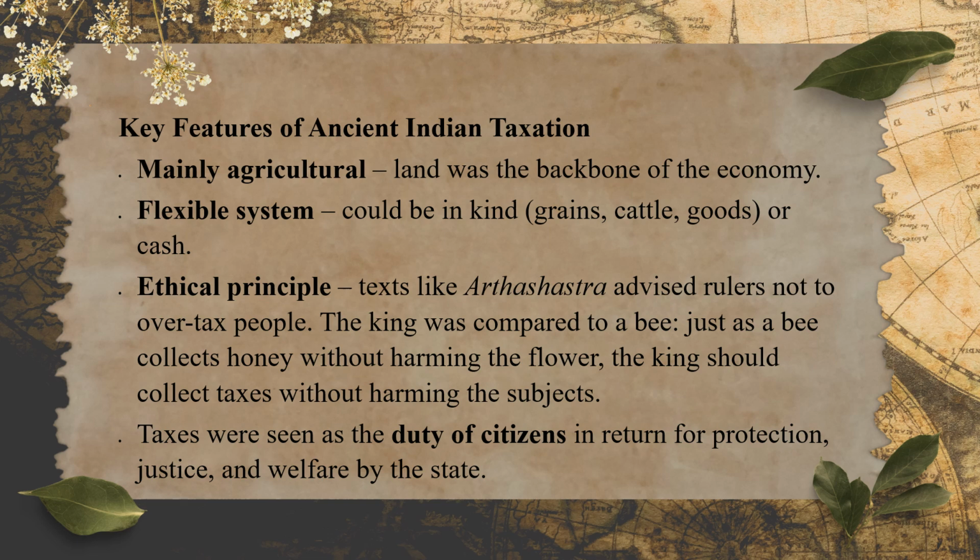Ethical principle. Texts like Arthashastra advised rulers not to overtax the people. The king was compared to a bee. Just as a bee collects honey without harming the flower, the king should collect taxes without harming the subjects. Taxes were seen as the duty of citizens in return for protection, justice, and welfare by the state.